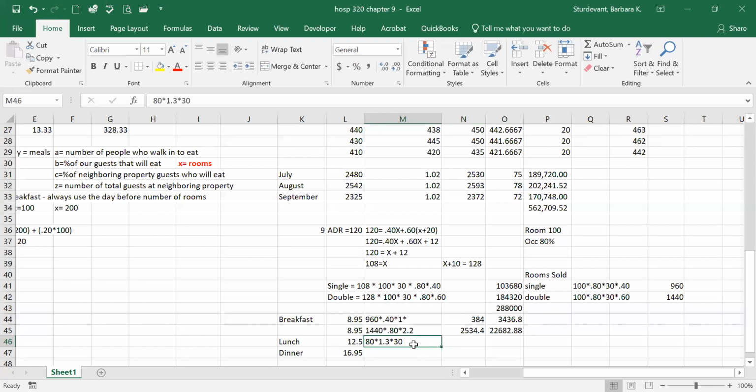What am I doing? Oh, okay, I gotta hurry. So I need to show you that one thing. And then we're gonna multiply that to get our lunch. And dinner is gonna be a similar type thing, except our turnover for dinner is 0.8.